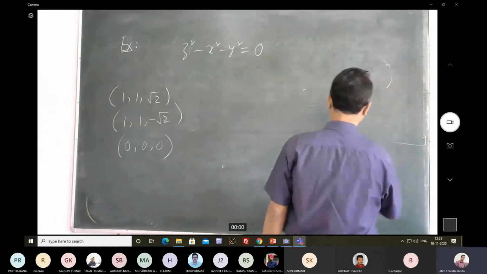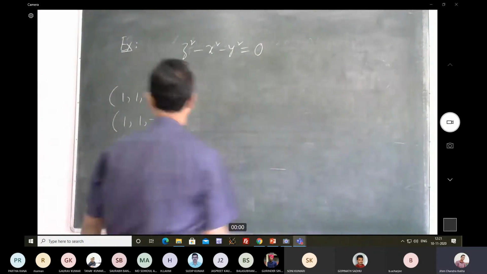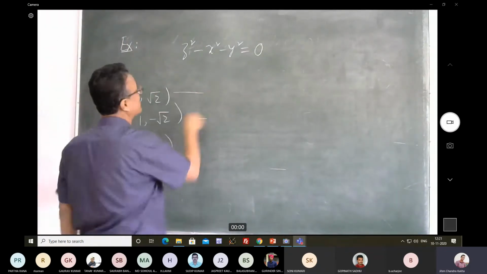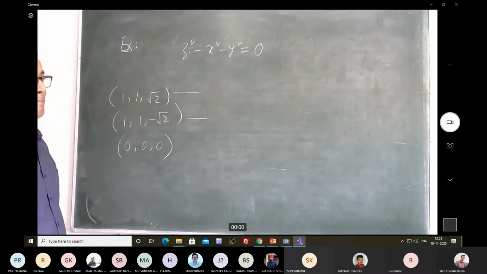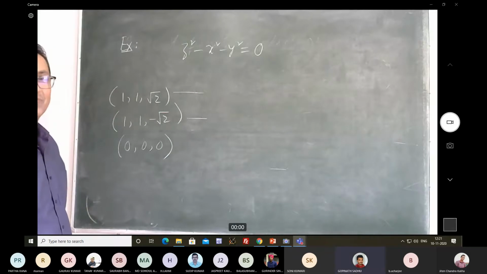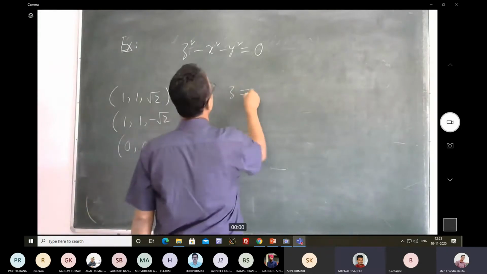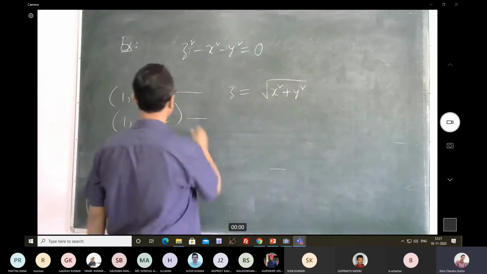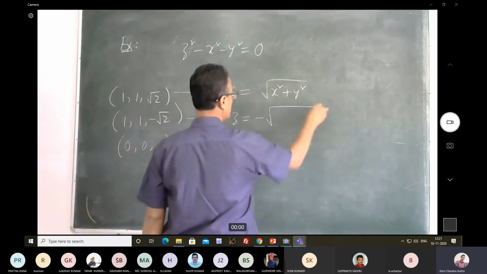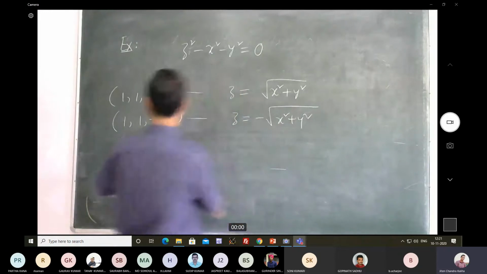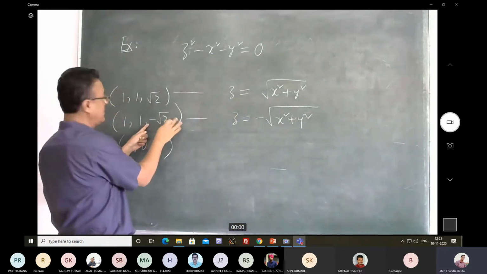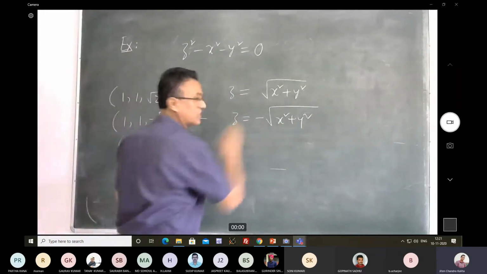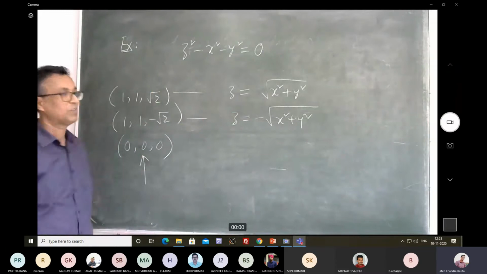Now can you tell me what the expression is going to be nearby these 2 points? Z equals square root of x square plus y square for the first, and for the second it is going to be z equals minus square root of x square plus y square. This point itself gives you an idea, because in order for the third component to be negative, you must have this formula. Now what about that point, the origin?